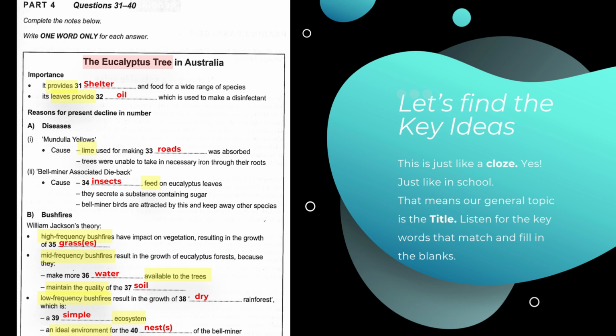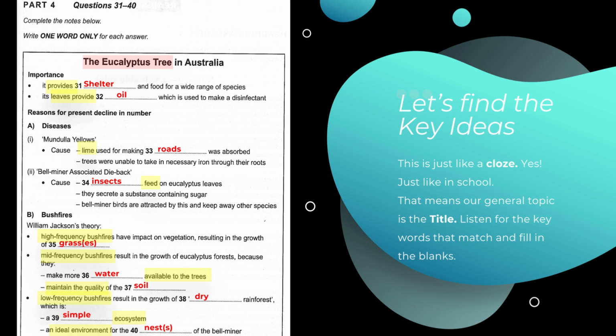Okay, feed on eucalyptus trees. I say words wrong too. Everyone does, it's okay. So what feeds on the eucalyptus trees? Well, I know koalas do, but in the dialogue, it says insects. It's specific about this thing. That's what we would write.